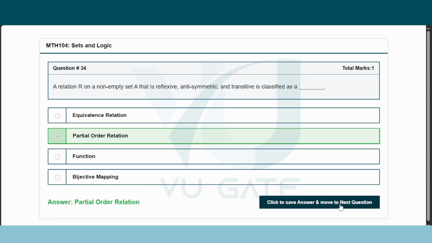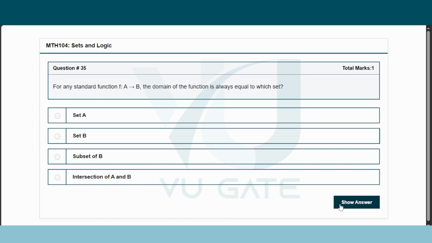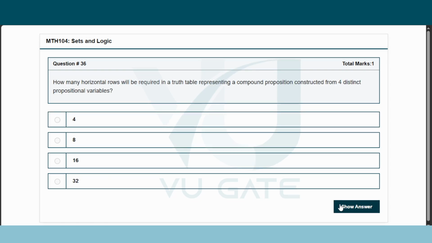Question number 35. For any standard function f from A to B, the domain of the function is always equal to which set? The correct answer is set A. Question number 36. How many horizontal rows will be required in a truth table representing a compound proposition constructed from 4 distinct propositional variables? The correct answer is 16.